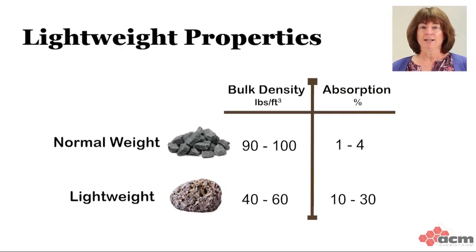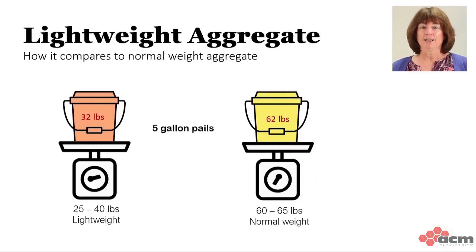Now, let's talk about lightweight aggregates. These aggregates are light compared to normal weight aggregates at least, and have much lower bulk densities of 40 to 60 pounds per cubic foot, and corresponding higher absorption values of 10 to over 30%. To give you an idea, a 5-gallon bucket of lightweight aggregate may weigh only 20 to 40 pounds as compared to 60 or 65 pounds for normal weight aggregates.